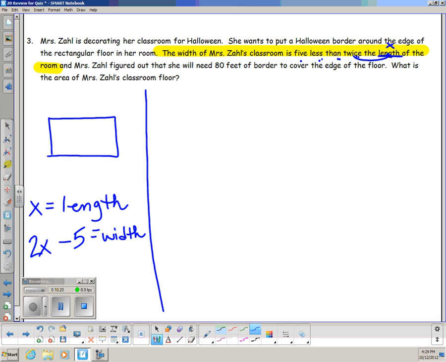And now with a geometry problem, I'm going to go back up to the picture and label my sides. I usually use the length as the left and the right, and the width as the top and the bottom.